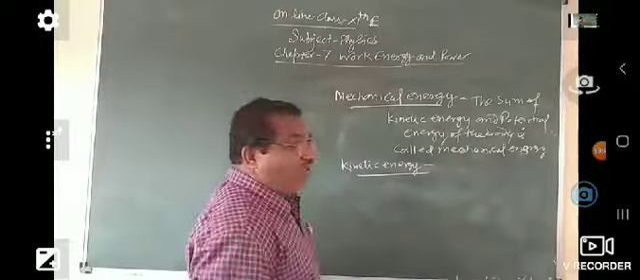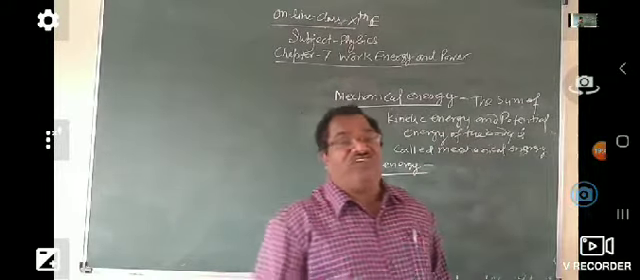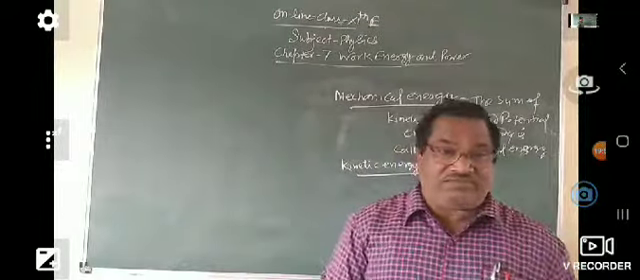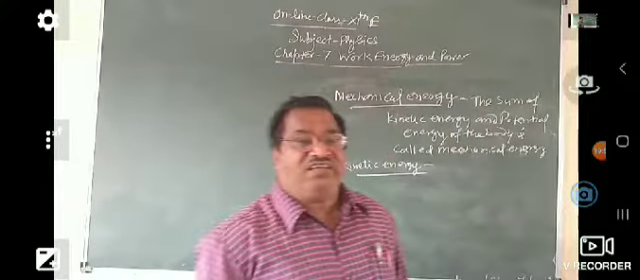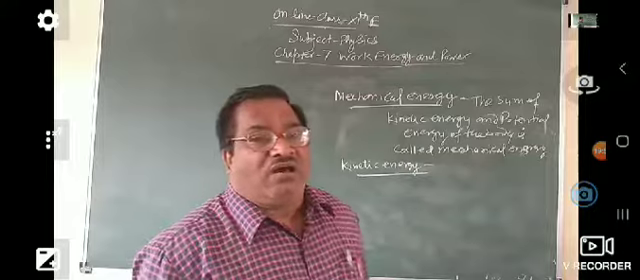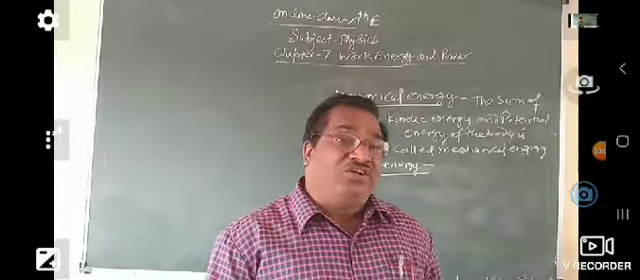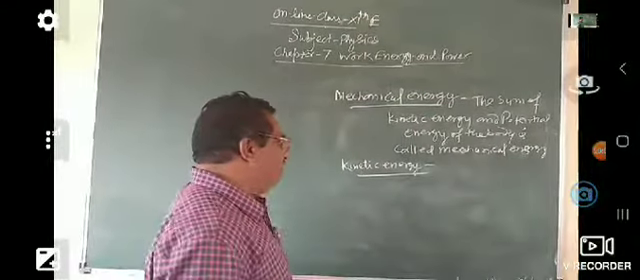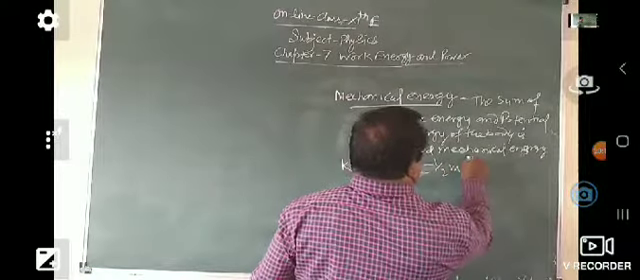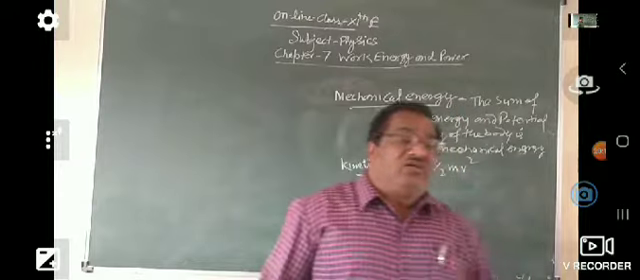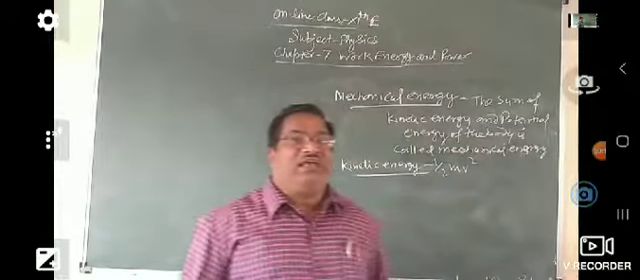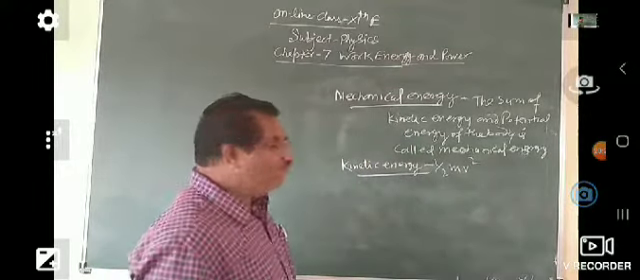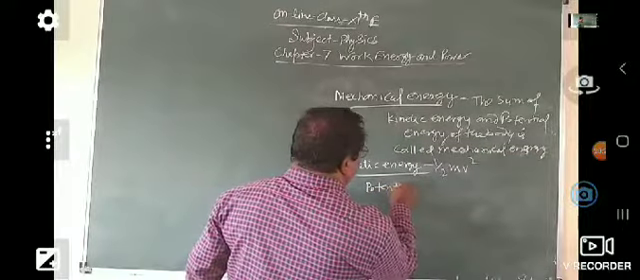Kinetic energy is the energy of the body due to its motion state. When any body is in motion, the energy it has is kinetic energy. So this type of energy is called kinetic energy, and its formula is half m v squared. We will also prove how the expression of kinetic energy becomes half m v squared, but for now you have to understand that the formula of kinetic energy is half m v squared.